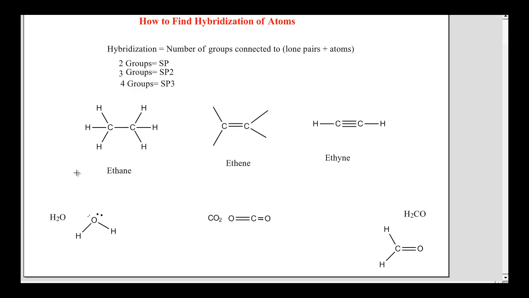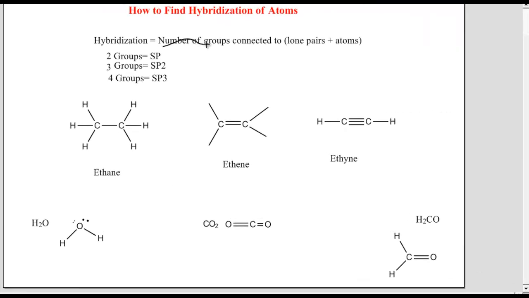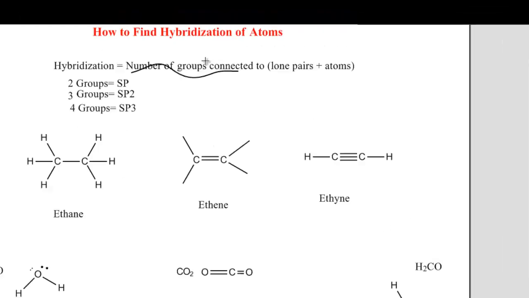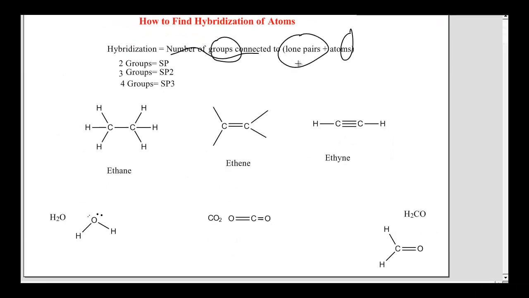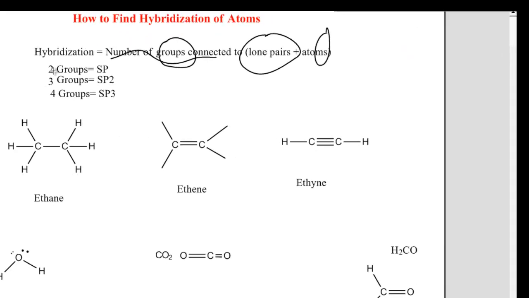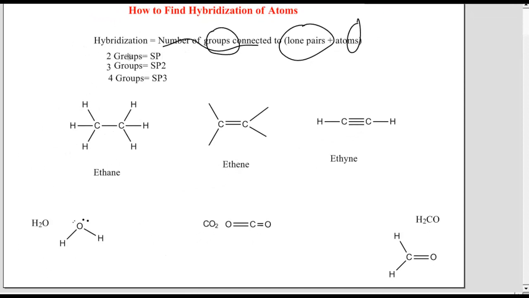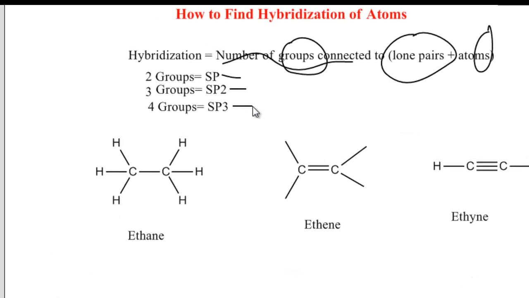Okay, in this video, I'm going to teach you a simple method to find the hybridization of atoms. The way to do it is by finding the number of groups attached to the atom you are trying to find the hybridization of. Whenever I say groups, that means we count the number of lone pairs and the number of atoms connected to that particular atom. If you have altogether two groups, it would be sp hybridized. If there are three groups, it would be sp2, and if there are four groups, it would be sp3.